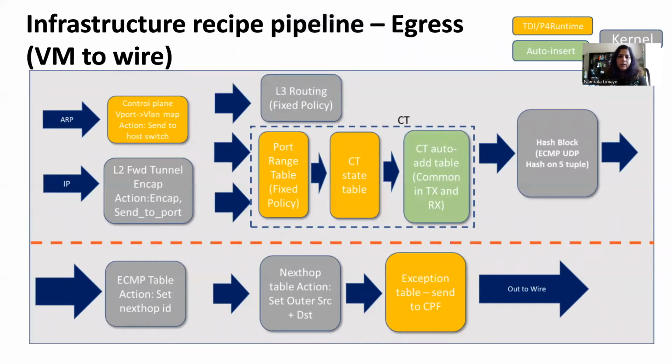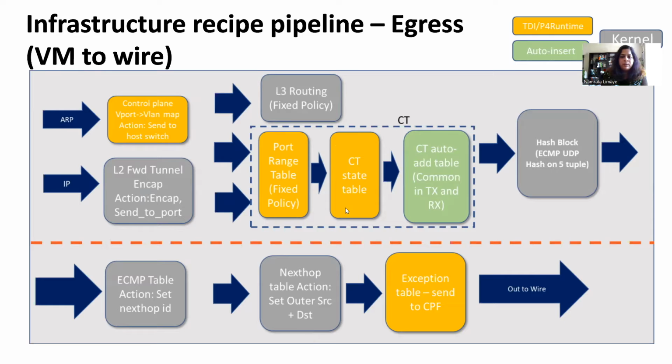Thank you, Anjali. So we have been working on the infrastructure recipe pipeline. And here is the TX side of it, the egress VM to wire side of it. This pipeline is called the Linux networking pipeline, and we are going to open source it pretty soon for P4-DPDK on the IPDK website. So we have the control plane blocks here, which are programmed via TDI.